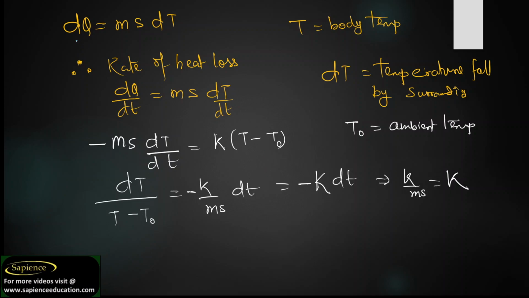Now, dq is equal to m s dT, as we have studied in temperature. So if we divide the equation by dt, the rate of heat loss dq by dt becomes m s dT by dt, that is the temperature difference by time.